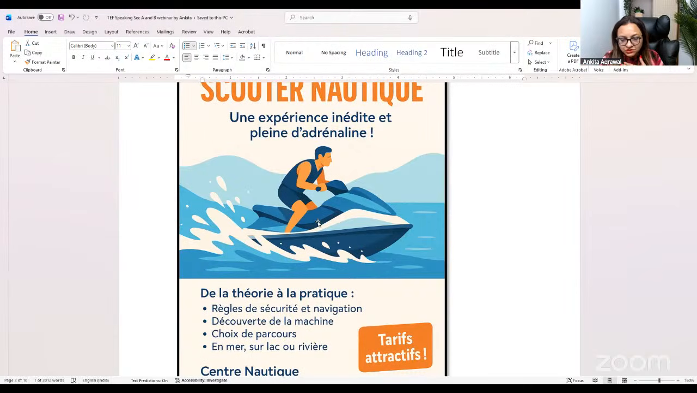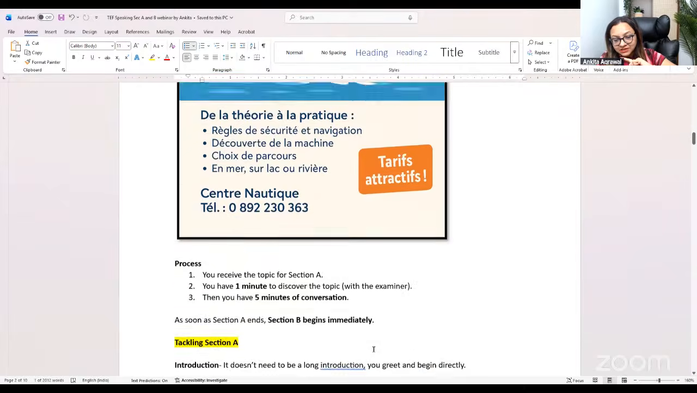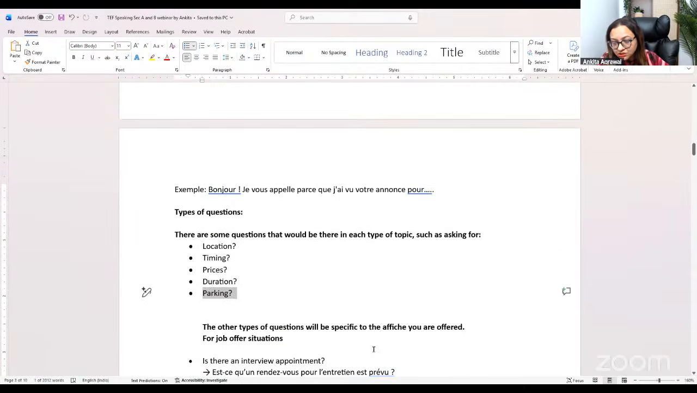My content will get me CLB 7 only when I'm asking questions which are related to this affiche. How this thing helps: location, timing, prices, duration. This helps in having an established thing that, okay, I have to ask about this at least. Same thing happened in TCF. In TCF, you are given what is to be asked, and you have to ask about them. But these general things, location, timing, prices, duration, help us to establish or enlarge or elongate our conversation.